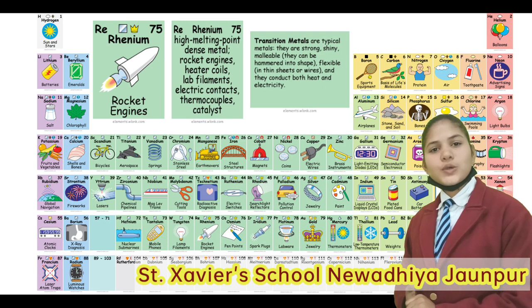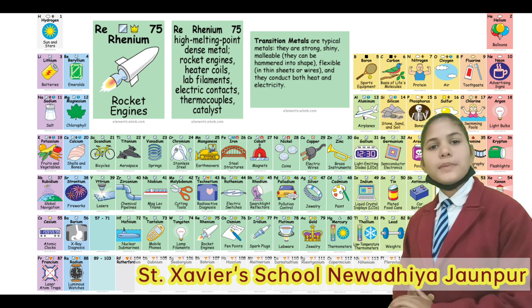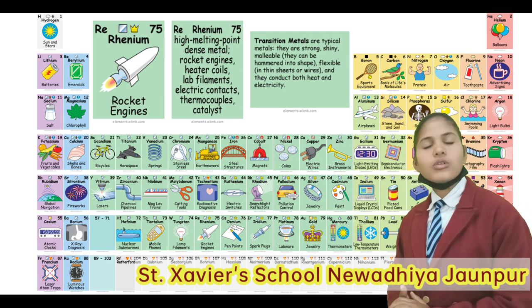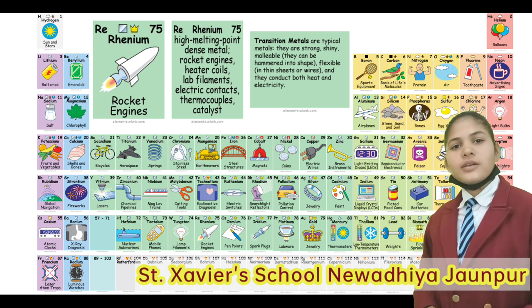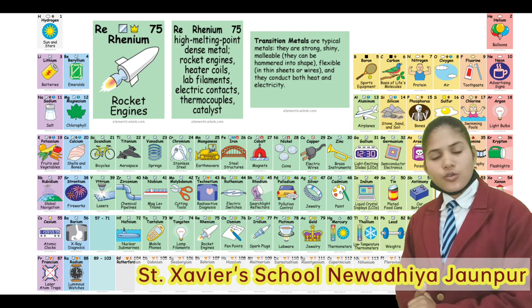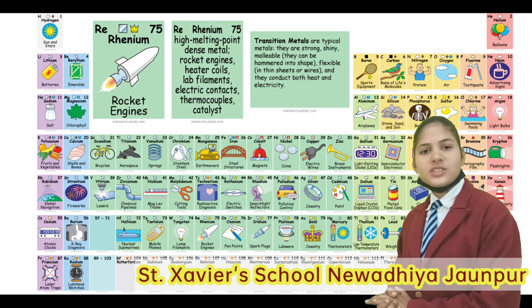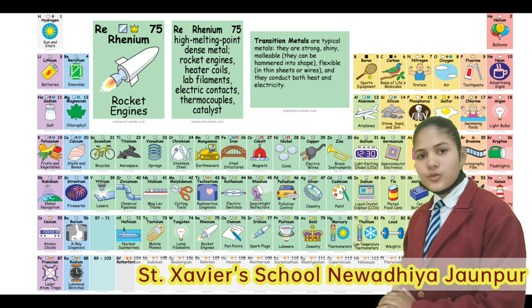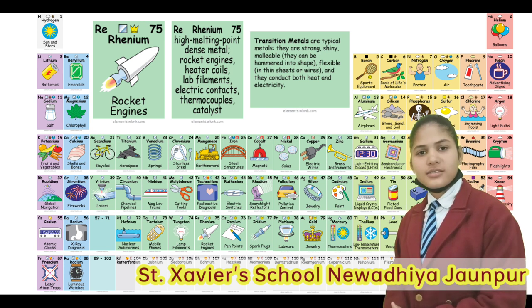Iridium. Iridium is used in spark plugs. Platinum. Platinum is used in labware. Gold. Gold is used in jewelry. Mercury is used in thermometers. Thallium is used in low temperature thermometers. Lead is used in weights. Bismuth. Bismuth is used in fire sprinklers.